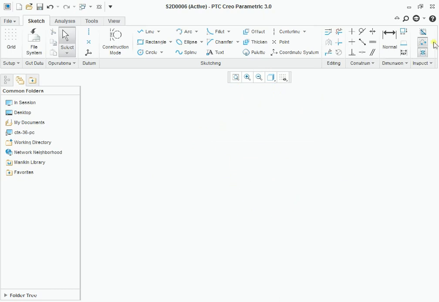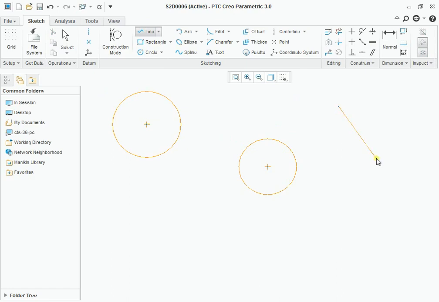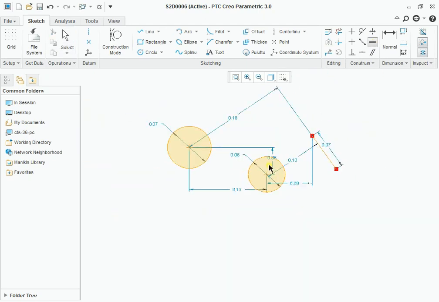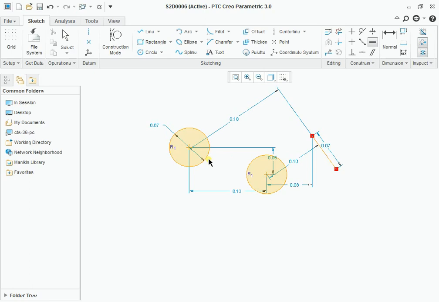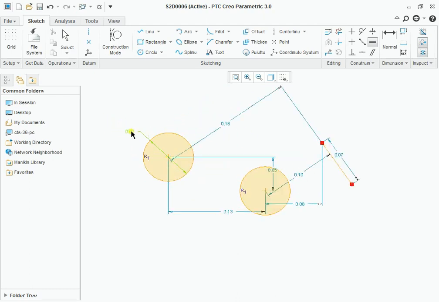The next one is equal. So the equal constraint is used to create equal radii, equal length and equal dimensions. So select the equal. Now these two have different radii. I am going to make them equal. Now this R1 indicates these two entities are in an equal constraint. If I change this entity, this will also change.